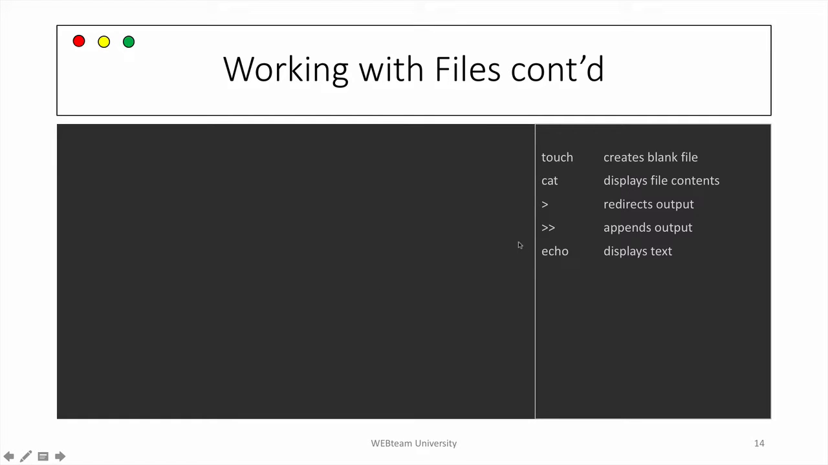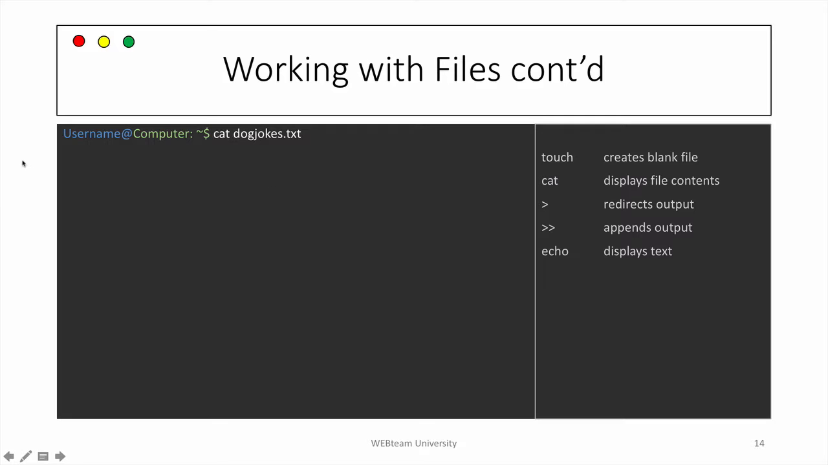As a refresher, I've introduced several new commands, and I'm going to have them right here to the right so you can see what each command does. Touch creates a blank file. Cat displays the file contents. Echo displays text to the screen. The right arrow here, the greater than sign, redirects output. And two greater than signs appends output. Now we're going to see the difference between these in this slide.